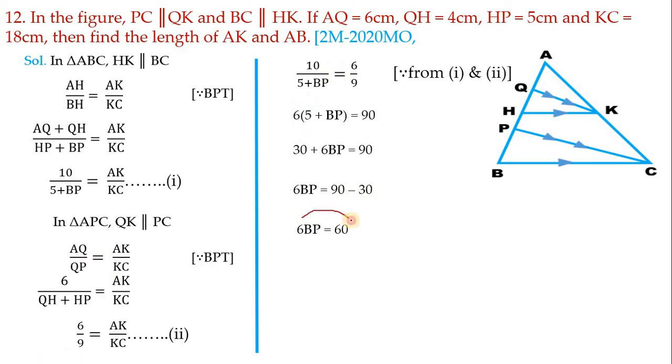Next this 6 will transfer this side, so it goes to the denominator. Let me simplify this, 6 ones and 6 tens. So BP is equal to how much? 10 centimeter. Now we have what? The BP value. So this value we have got.